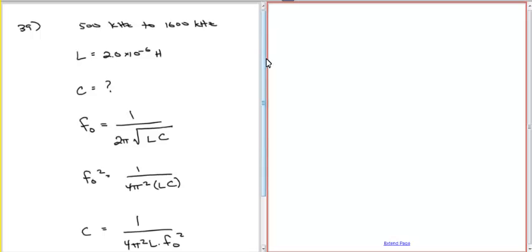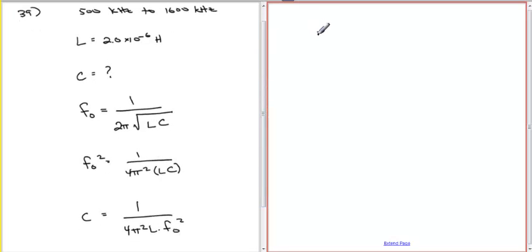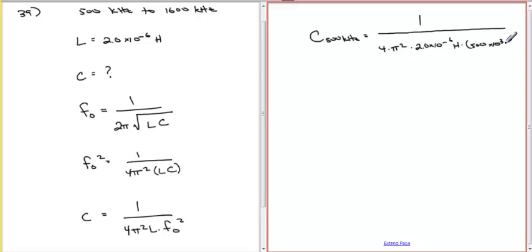So now it's just a matter of substituting in the information. So let's say the capacitance for 500 kilohertz. We've got to remember to do the kilohertz. That's probably the hardest part. So we get 1 over 4 times pi squared times L, which is 2.0 times 10 to the minus 6 henries, times the frequency, which is 500 times 10 to the third hertz. So the kilohertz is thousands of hertz.